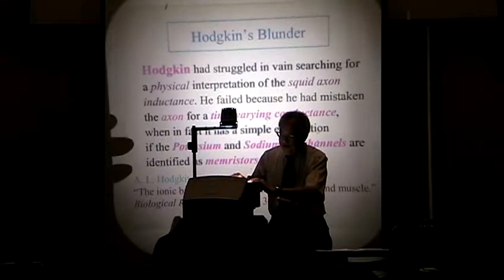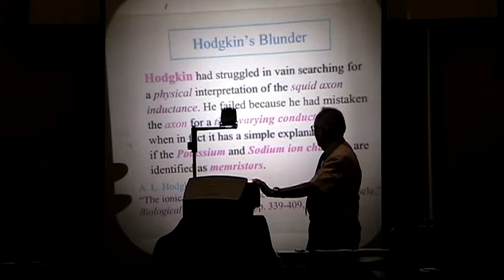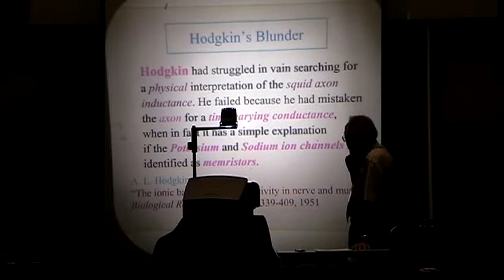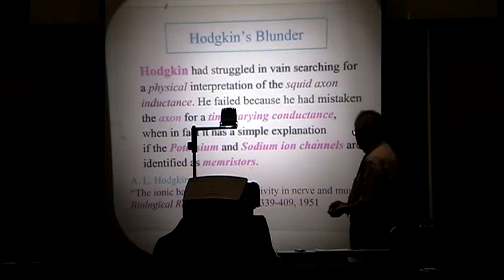So I call this Huxley himself. Huxley had struggled in vain searching. I didn't include Hodgkin, Hodgkin was a mathematician. It was Huxley who was a physicist. He struggled in vain searching for a physical interpretation of the squid axon inductance. He failed because he had mistaken the axon for a time-varying conductor, when in fact, it has a very simple interpretation, if the sodium and potassium channels are identified as Memristors.